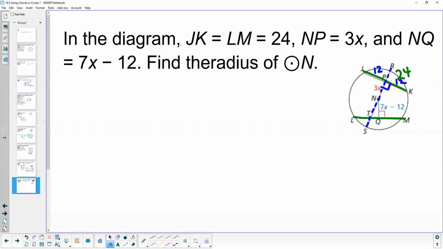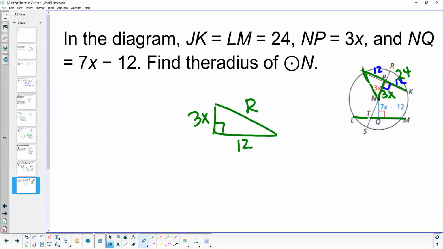So just like we did before in that previous problem, we're going to use this idea that bisecting to create a triangle right here. So we're going to create a triangle from the center of our circle to point P, which is 3x, which we need to solve for x. We're going to use this side JP, which is 12, and then we're going to create the radius from J to N. So let's pull that out, pull our little triangle out here. So we've got a 3x, we've got a 12, and we need to find our radius. Now we need to solve for x first.